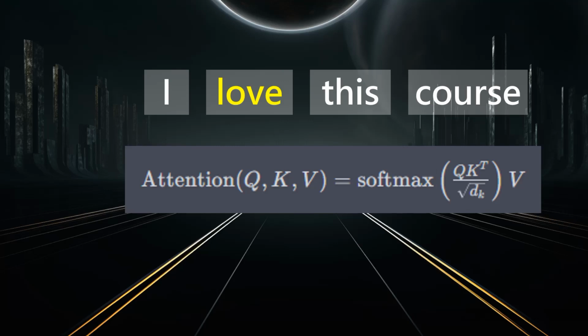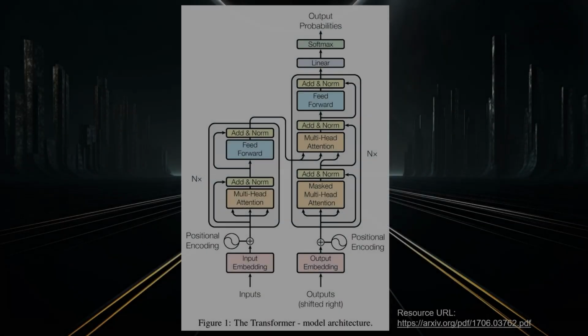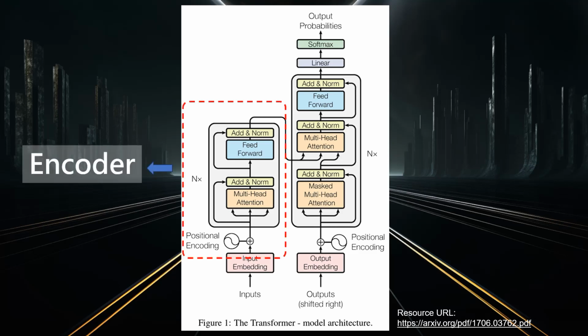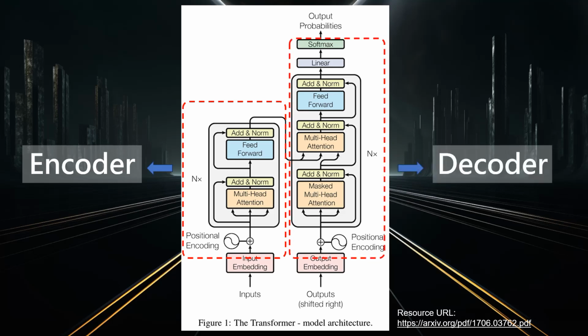And how does the transformer utilize such a mechanism? A transformer consists of two parts, the encoder and the decoder. This is the diagram introduced in the paper Attention is All You Need. The left-hand side of this diagram is the encoder, which encodes the input sequence into a fixed dimension vector. The right-hand side is the decoder, which decodes the aforementioned vector into an output sequence. Therefore, the transformer model is a sequence-to-sequence structure.